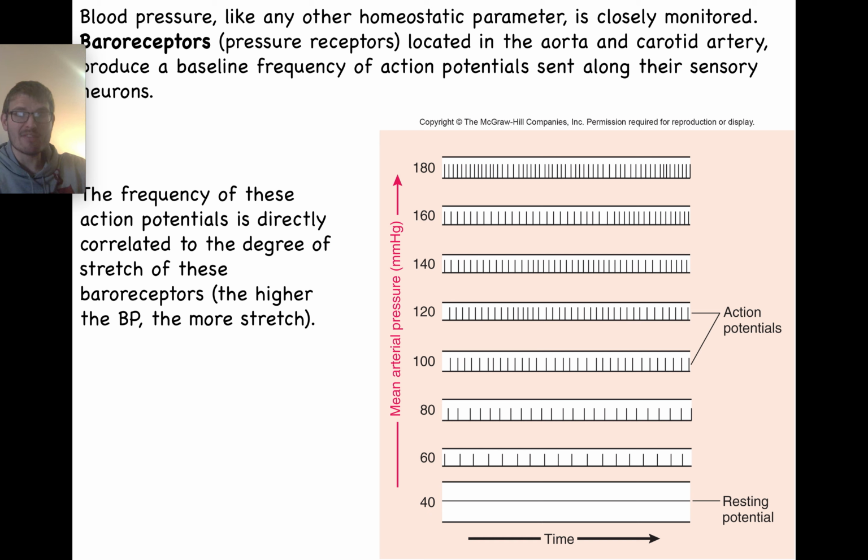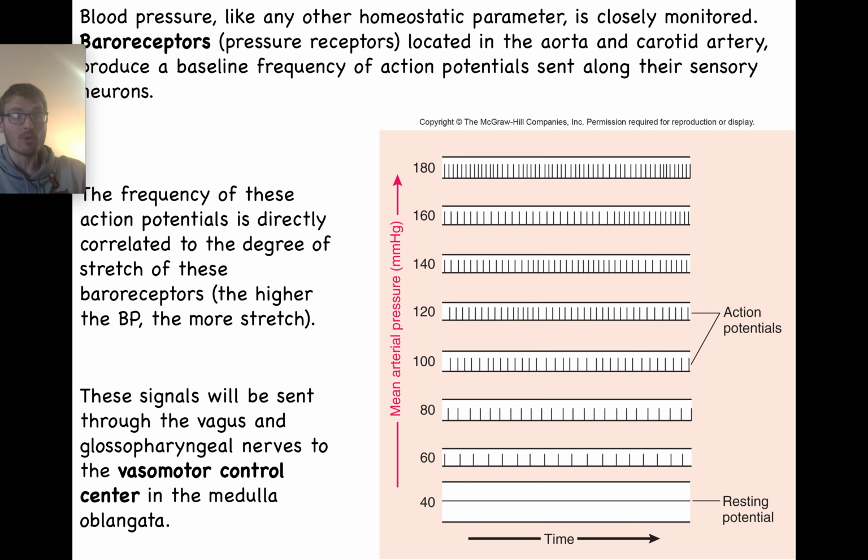The frequency of those action potentials corresponds directly to the degree to which those pressure receptors, or baroreceptors, are being stretched. The more they're being stretched by a very high pressure, the more frequent the action potentials become. The lower the pressure, the less frequent the action potentials are. And like I said, the control center that these afferent signals go to from the baroreceptors through those sensory neuron axons is the vasomotor control center in the medulla.